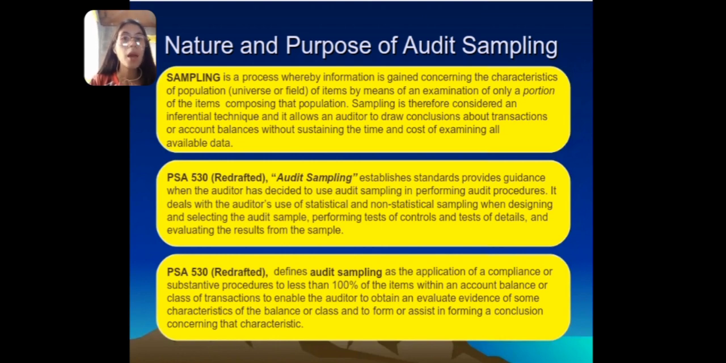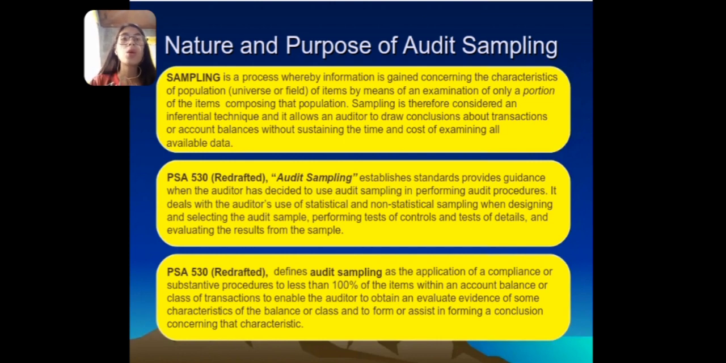According to PSA 530 redrafted, audit sampling establishes standards and provides guidance when the auditor has decided to use audit sampling in performing audit procedures. It deals with the auditor's use of statistical or non-statistical sampling when designing and selecting the audit sample, performing tests of controls and tests of details, and evaluating the results from the sample.